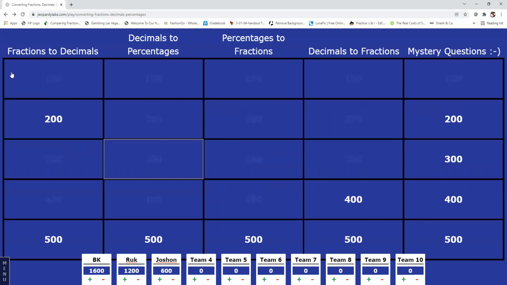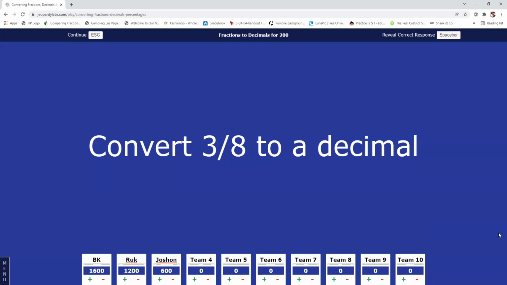All right, fractions to decimals for 200. Convert 3/8 to a decimal.